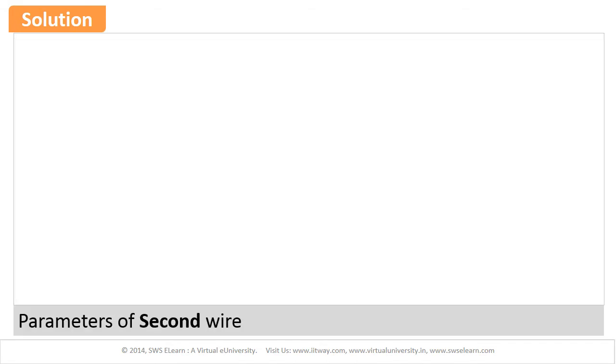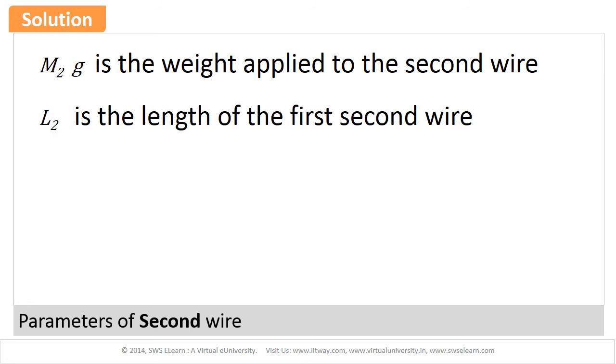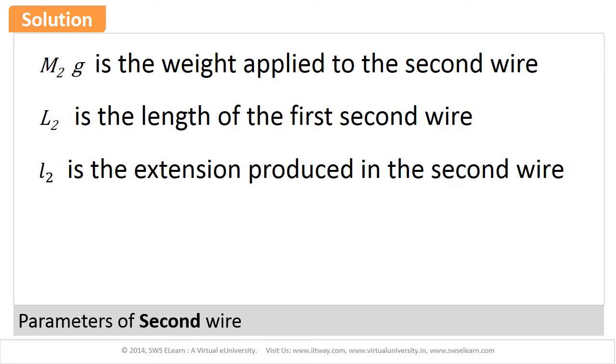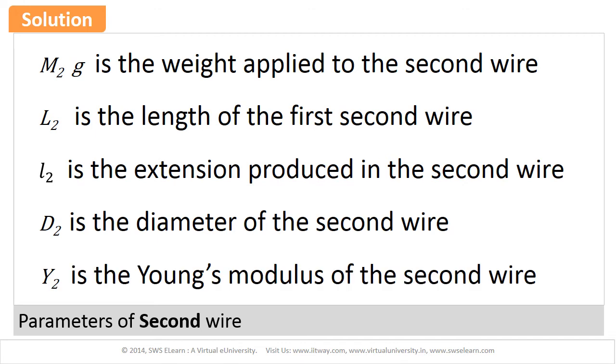Similarly, let us write the parameters of the second wire. M2g is the weight applied to the second wire. L2 is the length of the second wire. Small l2 is the extension produced in the second wire. D2 is the diameter of the second wire and Y2 is the Young's modulus of the second wire.